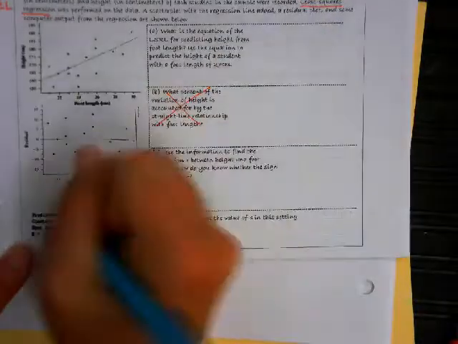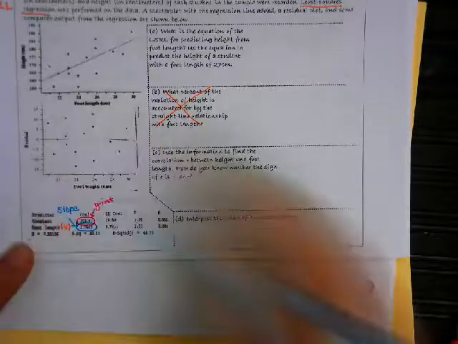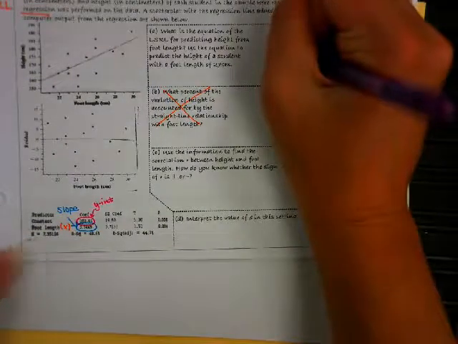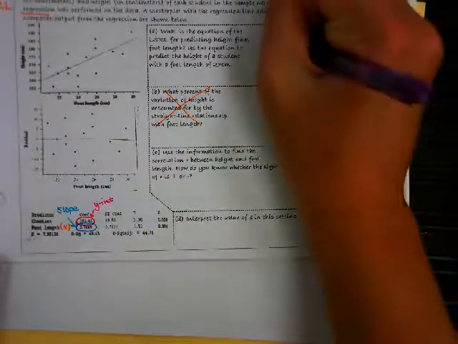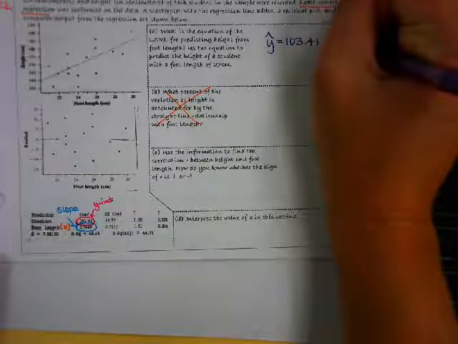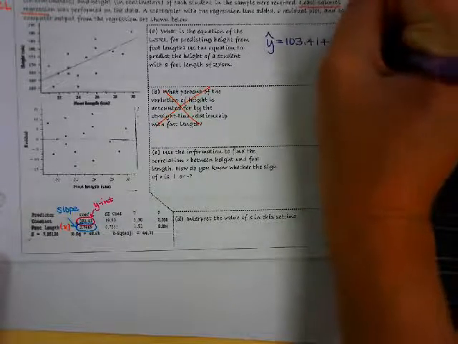So I'm able to write my least squares regression line. We would say y hat is equal to 103.41 plus 2.7469 times x.